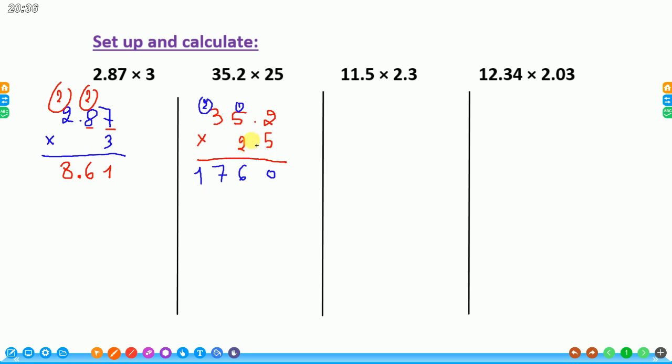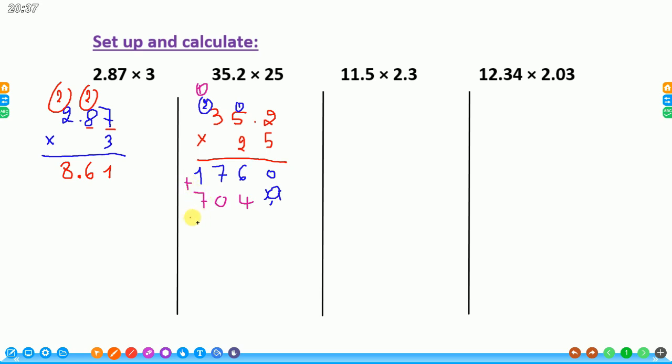Now I multiply by the 2 tens, by 20. I place the 0 of the 20. Then I continue. 2 times 2, 4. 2 times 5, 10. I write 0 and I carry 1. And 2 times 3, 6, plus 1, 7.